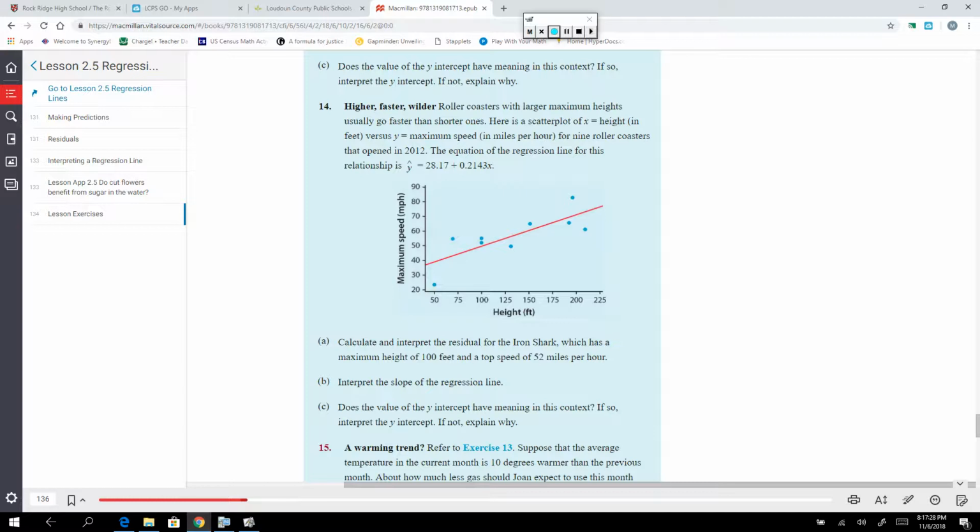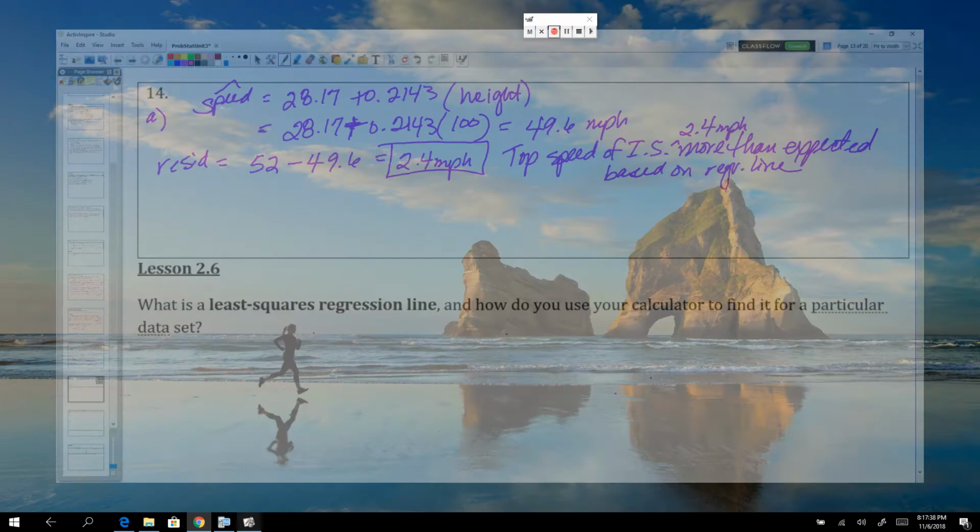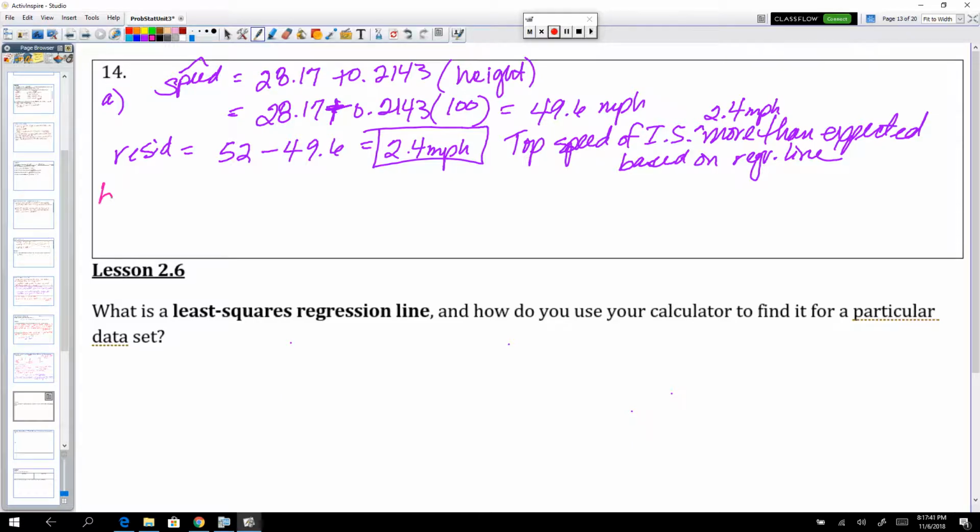Interpret the slope of the regression line. Now I know we haven't done this before, and I would like to give you a little template. Just like we had a template for interpreting standard deviation back in the last unit, I want to talk about the proper interpretation of slope. So let me give you the interpretation of this slope. As you can see, the slope of this equation is a positive 0.2143. This is the format of the answer to this question.